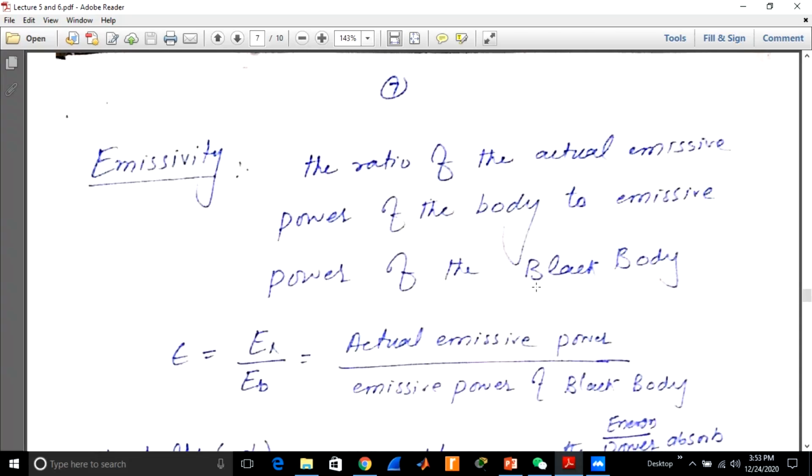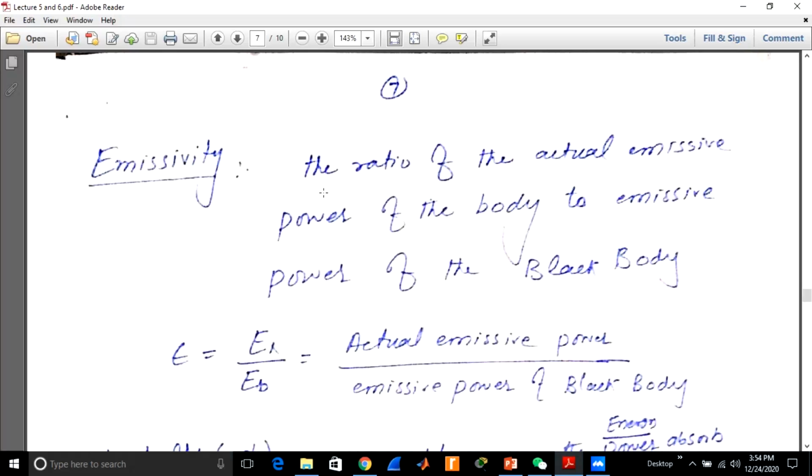In the real world, there is no black body. So the actual body will absorb and radiate less and cannot radiate totally, and the black body will absorb all and will emit all radiation. So we can compare the body to the black body. The ratio of the actual emissive power of the body to the emissive power of the black body is called emissivity. In the real world, it is impossible that all bodies are black, and they absorb the radiation and emit the radiation.